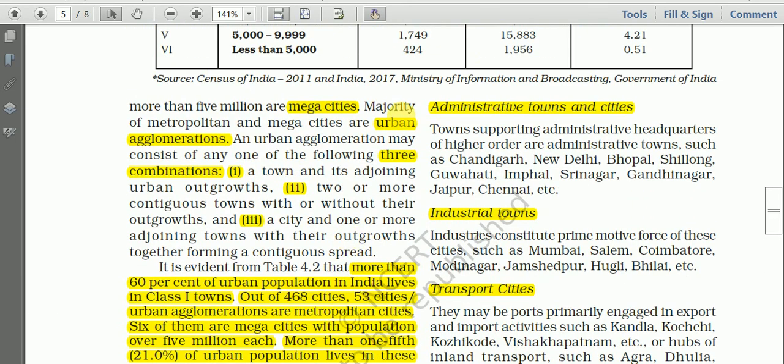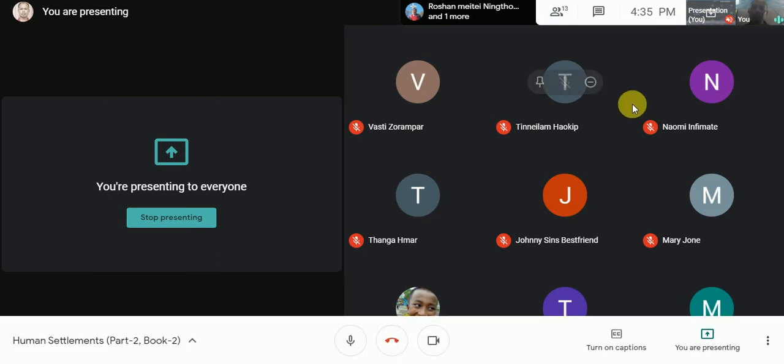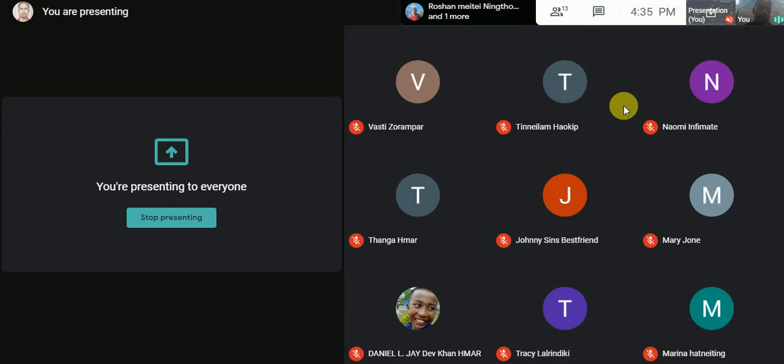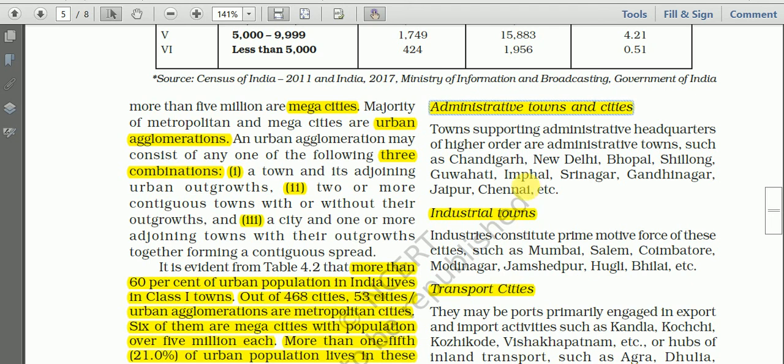Okay, so we have these administrative towns and cities. Do you remember what we mean by an administrative town? Anybody? What is an administrative town? Town supporting administrative headquarters of higher order. Yes, towns having this administrative setup. Good.